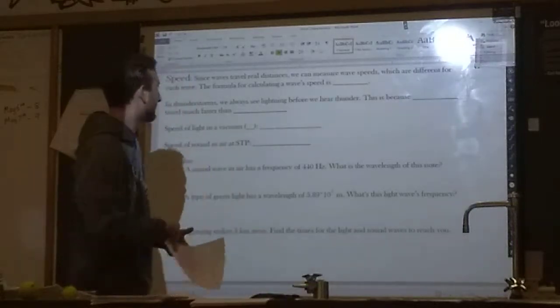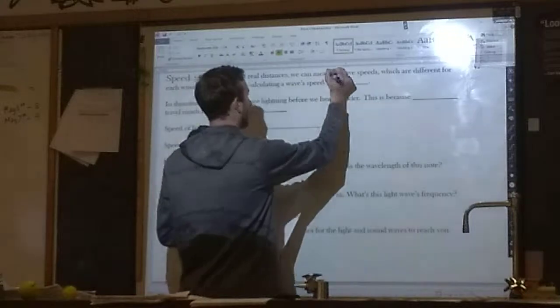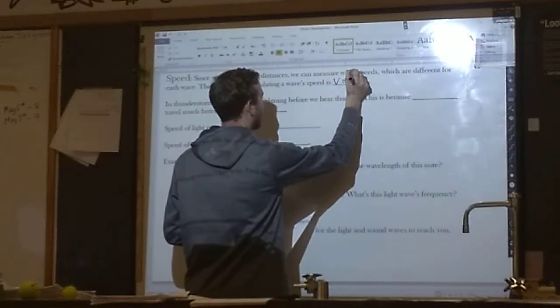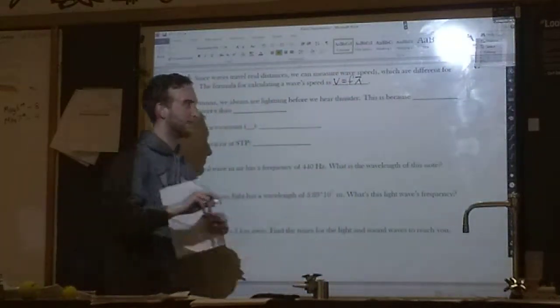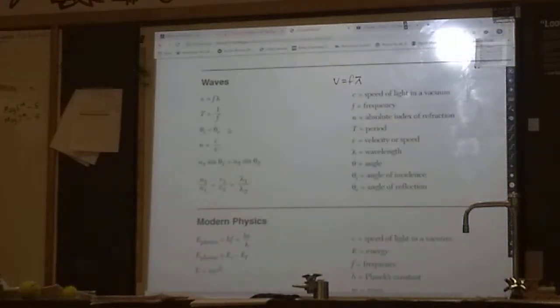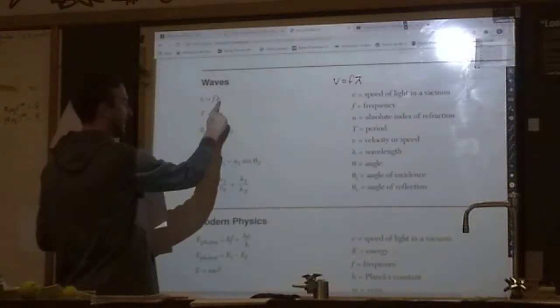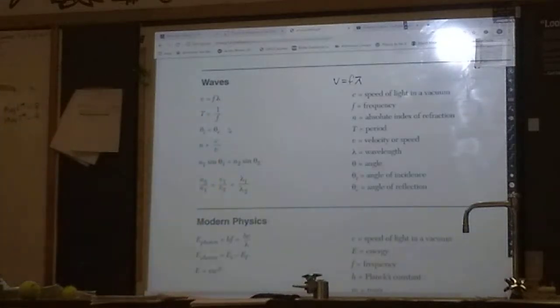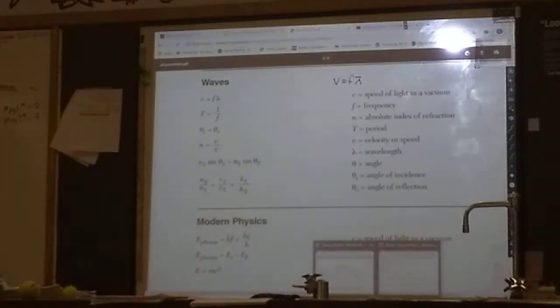The formula for calculating a wave speed is this: V equals F lambda. And that is the first equation in the wave section on our reference tables. V equals F lambda, lambda being wavelength, remember. So the velocity equals the frequency times the wavelength.